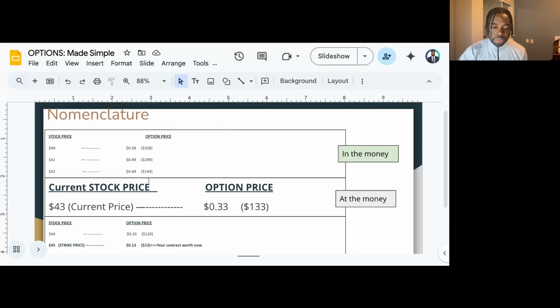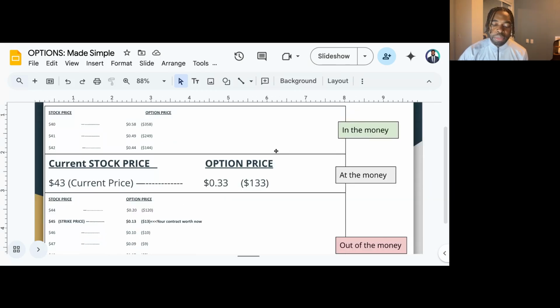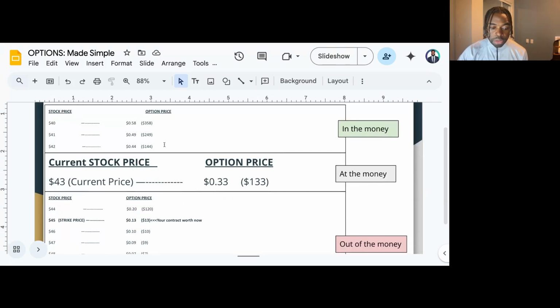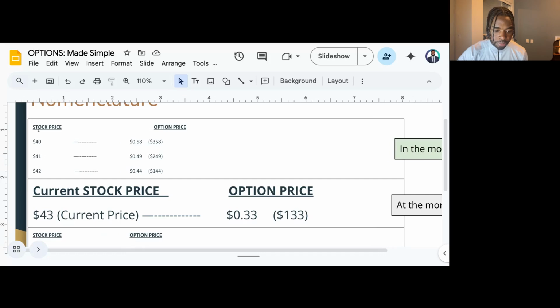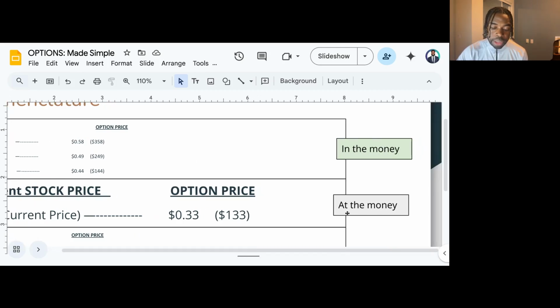So, nomenclature. Let's take a look at the naming of options. What do I mean by in the money, at the money, out of the money? Let's take a look at stock price, which is listed here on the left-hand side. People usually get calls, so right now we're looking at calls. Let's pretend we're betting that the stock is going to go up. Currently the stock price is $43, which means that it is at the money.